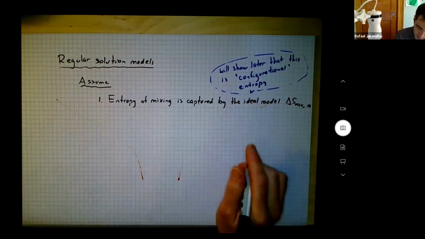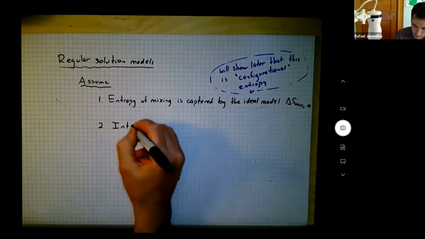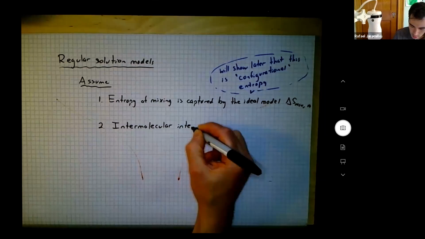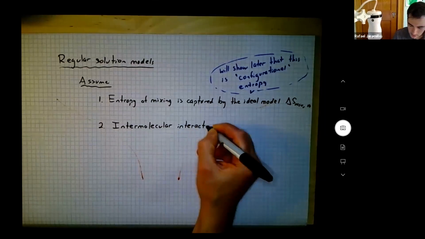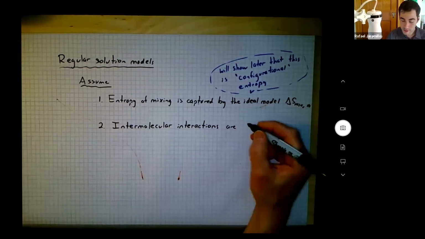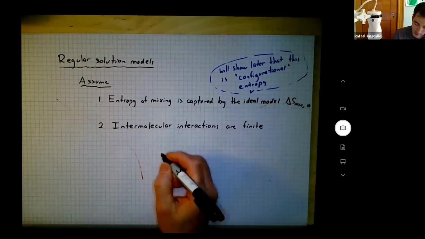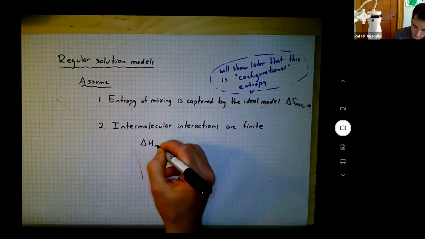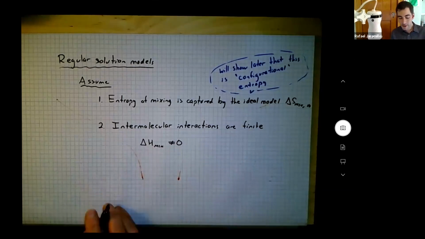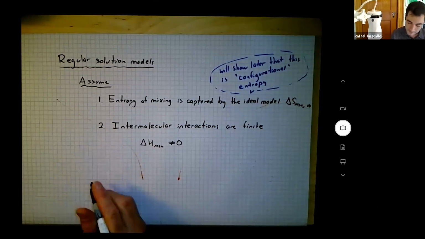But we're also going to allow intermolecular interactions. Intermolecular interactions are non-zero, are finite, exist, whatever you have it. What that means is going to be this: non-zero enthalpy of mixing. So in this model, when you make a mixture, some bonds are made, others are broken. And there's going to be an energy cost to that. So this is what we get.